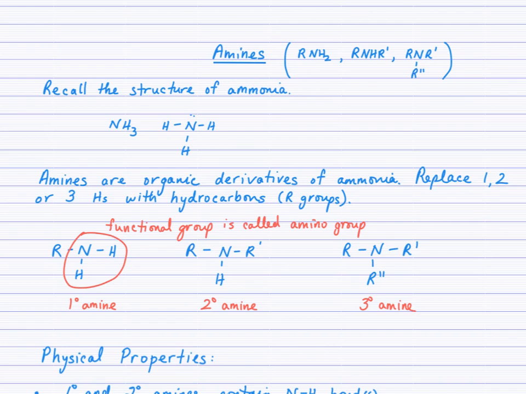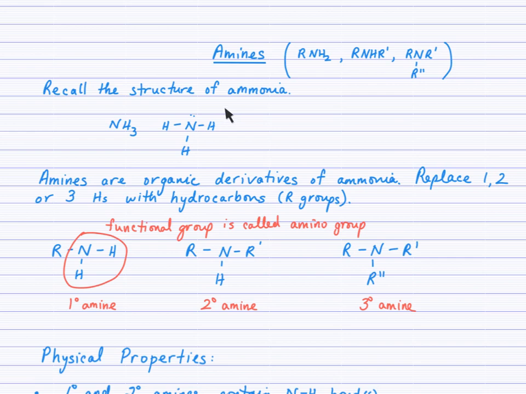Okay, the next family we're studying is called amines. Now you'll notice the general formulas I wrote here: RNH2, RNH R primed, and RN with R primed and R double primed. So again, the significance of the R primed and R double primed is just that they're all hydrocarbon chains that can be of different lengths, and that's why the prime, to denote they don't have to be the same length.